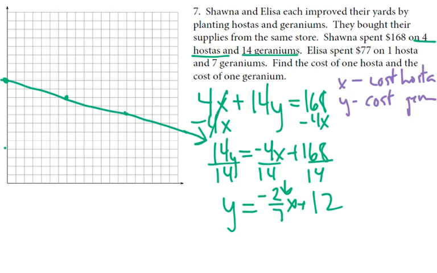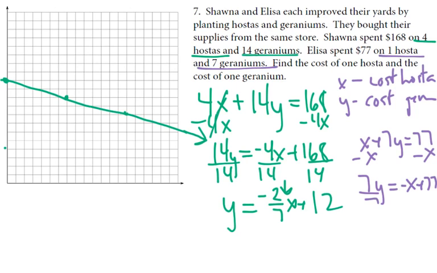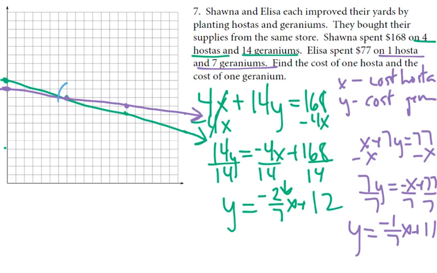Now we do our second. So we had 1 hosta, so 1x, 7 geraniums plus 7y is equal to 77. So subtract the x, we get 7y equals negative x plus 77. Divide everything by 7. We get y equals negative 1/7 x plus 77 divided by 7 is 11. So go up to 11 for our y-intercept. Down 1 to the right 7. Down 1 to the right 7. Down 1 to the right 7. You can see our line. And they intersect right there.